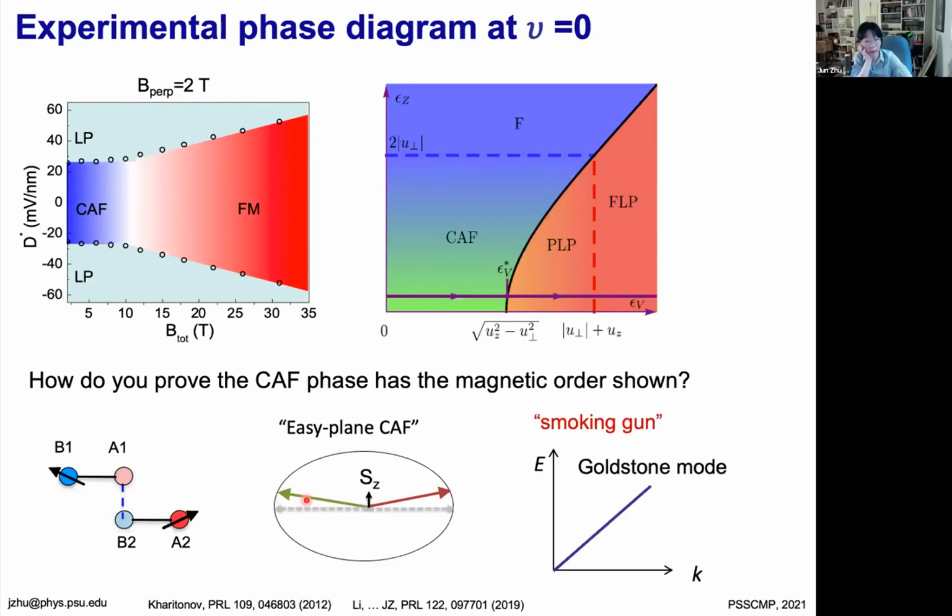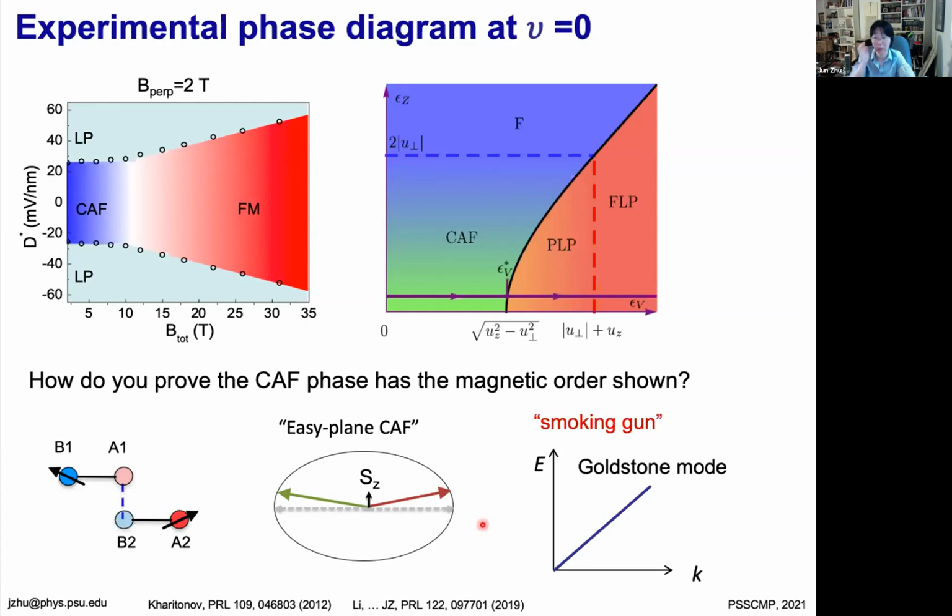So it turns out that in fact one could, by looking at the excitations of the ground state, right? So I'll show you a little bit more, but this canted antiferromagnet is an easy plane canted antiferromagnet. It has rotational symmetry in the XY plane. And for any magnetic order that has this rotational symmetry, it supports a gapless, linearly dispersed mode, spin wave excitations. And that is the smoking gun of this phase. If we could measure this dispersion, we can show that this is indeed the magnetic order that's anticipated, right?